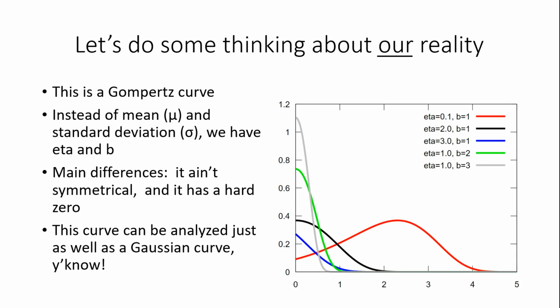This is a Gompertz curve. Instead of a mean and a standard deviation, we have an eta and a b. You don't need to worry about what those mean right now. The main differences are this curve is not symmetrical and it has a hard zero. And this curve can be analyzed just as well as a Gaussian.